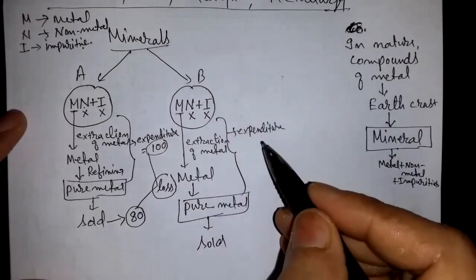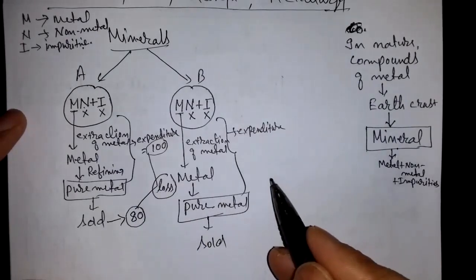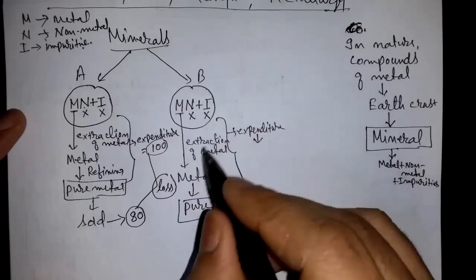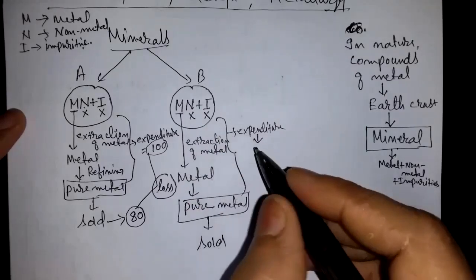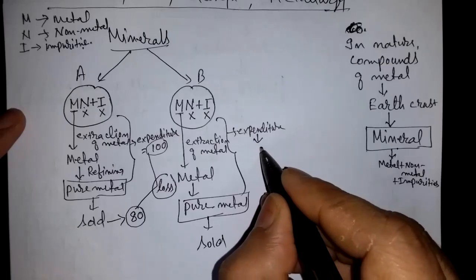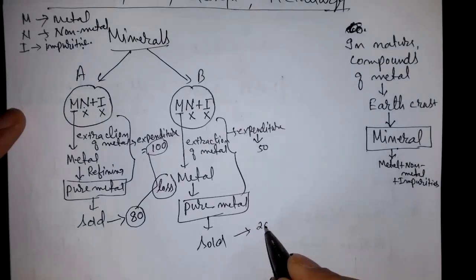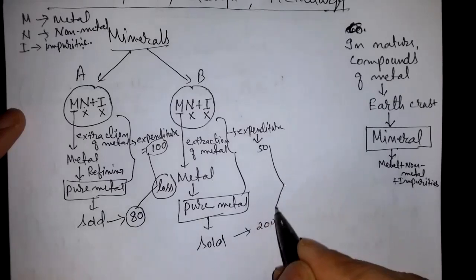Now in mineral B, let us make a condition as profit. So here expenditure is, say for example, less, all the steps whatever we are doing, it is easy steps. So your expenditure is say 50 rupees, and after selling you are getting 200. So there is a clear profit.